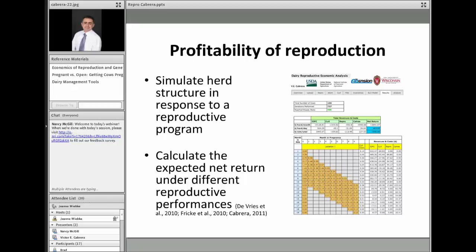If she gets pregnant, there will be a probability later on, for example, of abortion. And if she is pregnant, or even if she is open, there will always be a probability of being culled for any other reason that is not reproductive, for example.